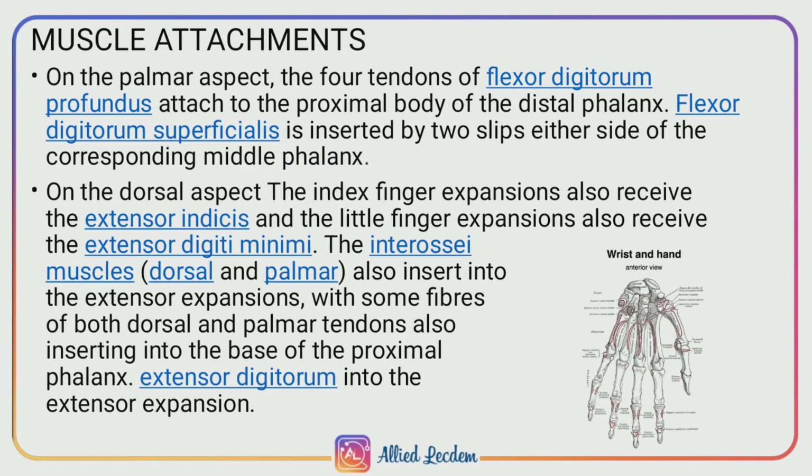Next are the muscle attachments, or the insertions of muscles, seen in the phalanges bone. So the 4 tendons of flexor digitorum profundus attach to the proximal body of the distal phalanx, and flexor digitorum superficialis is inserted to either side of the corresponding middle phalanx. The other important muscles are extensor indicis, extensor digiti minimi, interossei muscles, that is dorsal and palmar, and extensor digitorum.